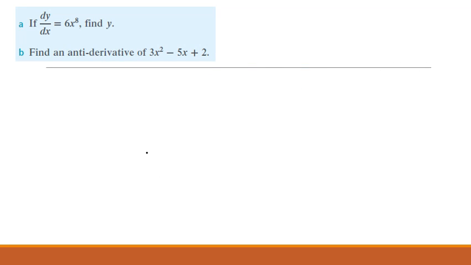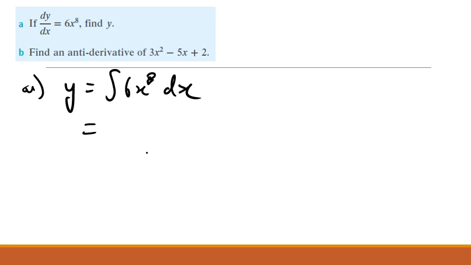Alright, so A, if dy/dx is equal to 6 times x to the power of 8, find y. So, y is the same as the integral of 6 times x to the power of 8, dx, because we're integrating with respect to x.